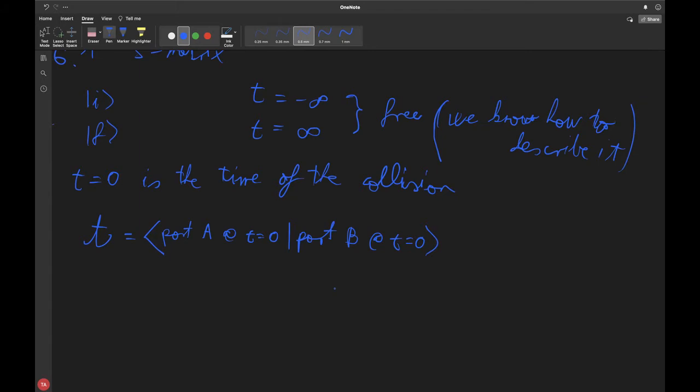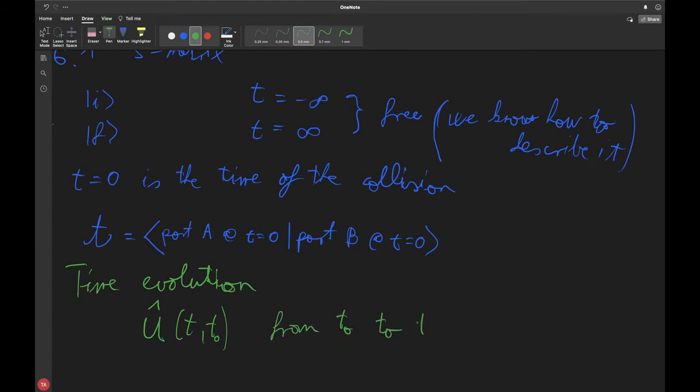So now we need to evolve our states from the initial and the final states into this time t. Let's actually remember that we had this time evolution operator. The time evolution was described by this U operator. And so let's say that this U operator evolves from T to T0. Actually, the other way around. From T0 to T.